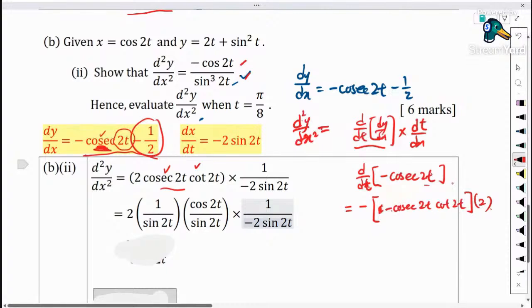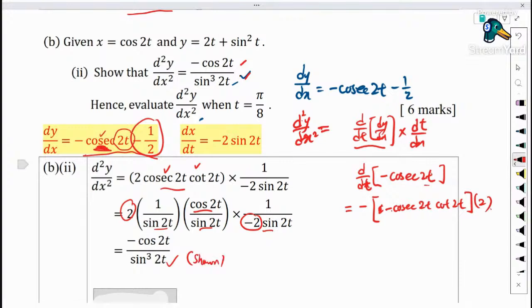Now you should be able to see that constant 2 and negative 2 can be simplified, so it becomes minus 1. Multiply with cos, so I have negative cos 2t. Sine 2t, sine 2t, sine 2t, multiplied 3 times, power 3. So we have done the proving shown. There goes the answer.